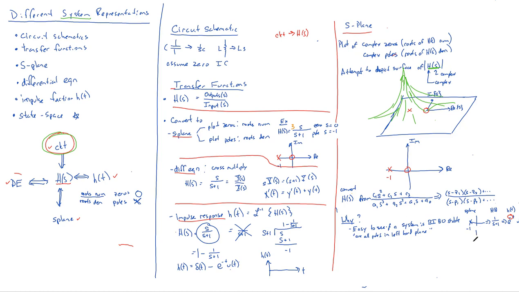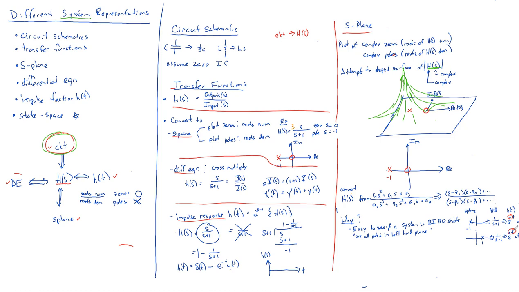And if you don't have that, say you had a pole at +1, that corresponds to an H of s that looks like 1 over s minus 1. That corresponds to an impulse response that looks like e to the positive t, u of t. And now if you disturb it with an impulse, the response will grow to infinity. And since, again, any input can be created as a function of shifted, scaled impulses, that means any input you give it is going to cause the output to quickly go to infinity.